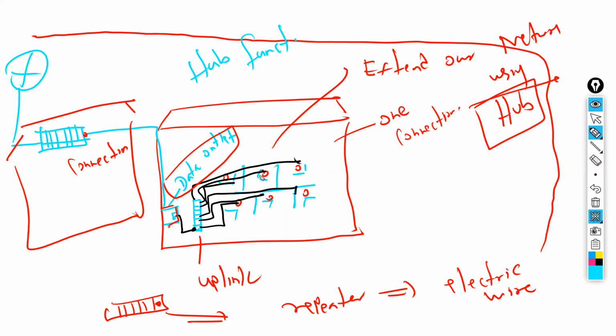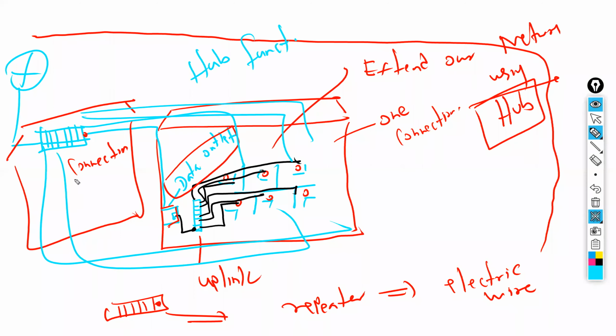So do you want to cable each and every one from here? No, we are not doing that because it's very costly. Because of that, we use a hub. But there are some disadvantages here, because the hub is not intelligent.